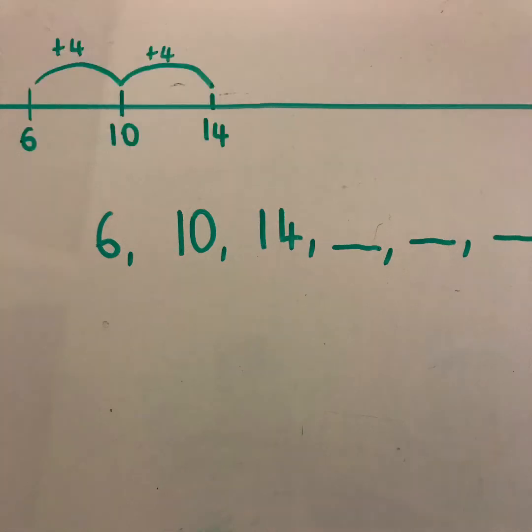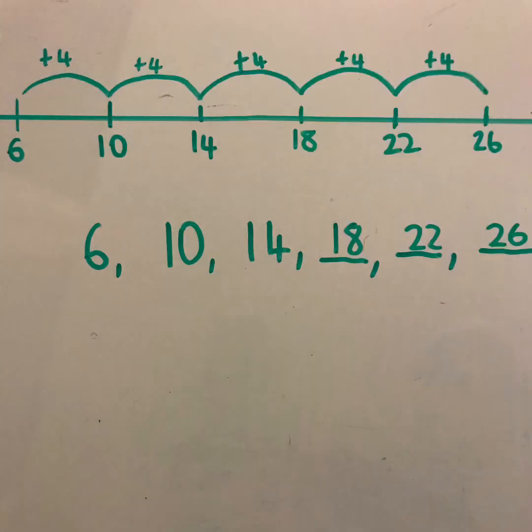First step is draw your 6, 10 and 14 on your number line and work out how many you need to count to get from one to the other, in this case adding 4 each time. Continue to add 4 each time to finish your number pattern. Plus 4 more makes 18, 4 more makes 22, and then another 4 makes 26.